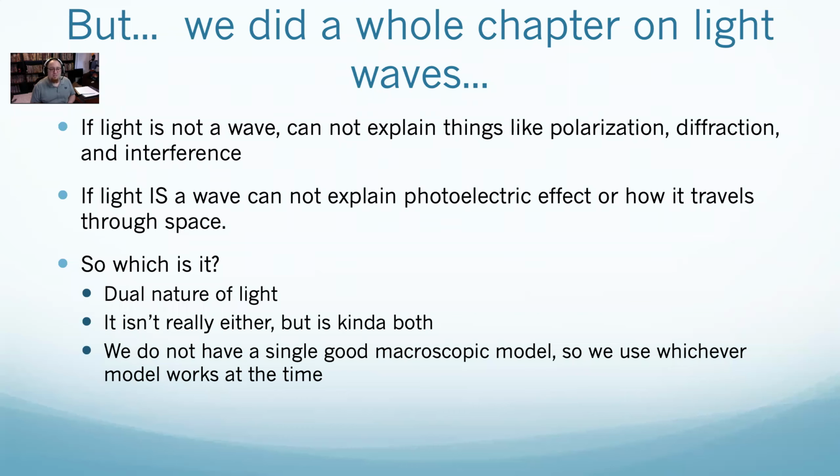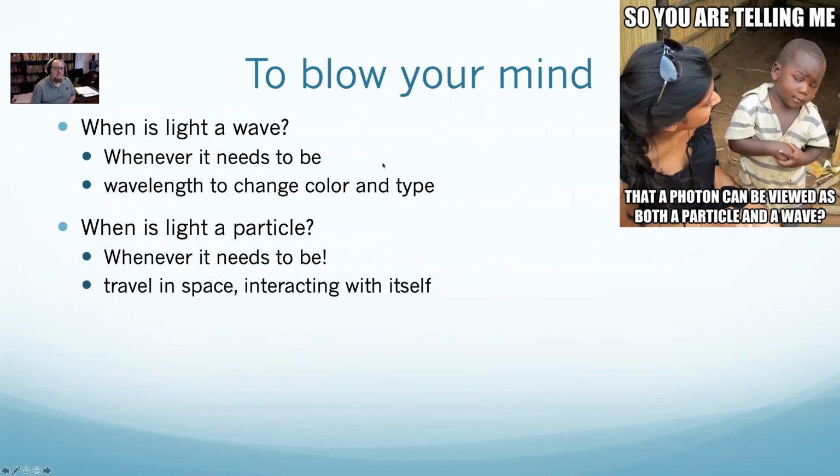Light has frequency and wavelength because it's a wave. Light has energy because it's a particle. And actually what it boils down to is light acts like a wave whenever it needs to be. There are certain tests you can do to prove light's a wave, and it'll pass it every single time. Light is also a particle whenever it needs to be, and it will act like a particle every single time if you do certain tests. That light can do both.